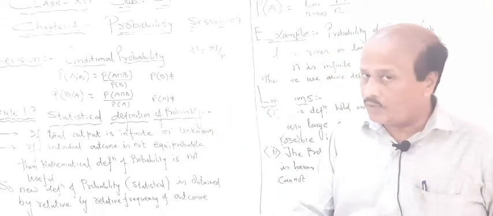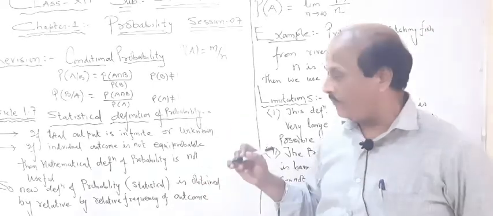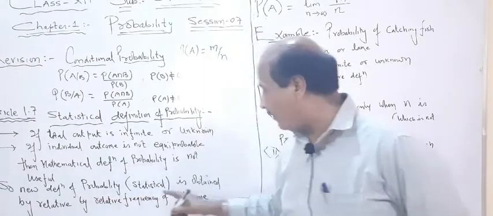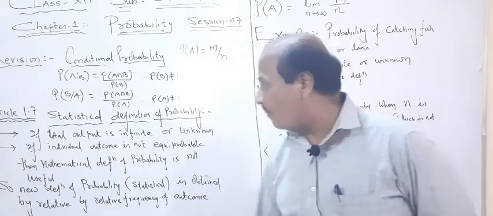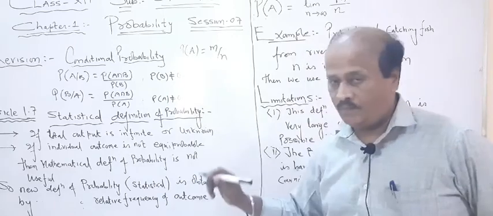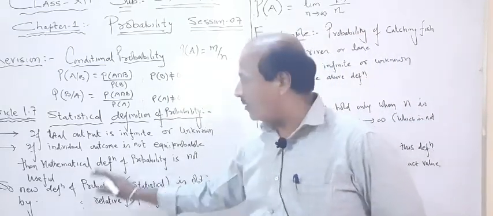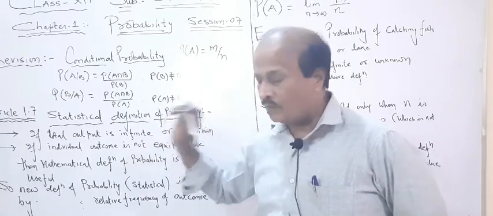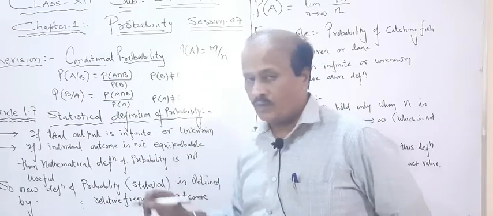Now, when I tell you that definition, formula-wise, you will find that the formula is similar. But the new definition of probability, that is the statistical one, is obtained by relative frequency of outcome. It's given in your book. They are not going to ask you the definition of this probability, but you should remember when to use what formula. It's the relative frequency of outcome, as given in your book.